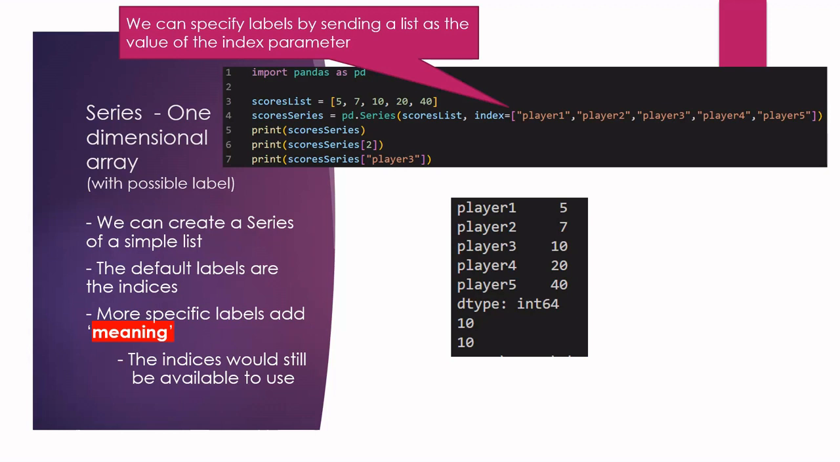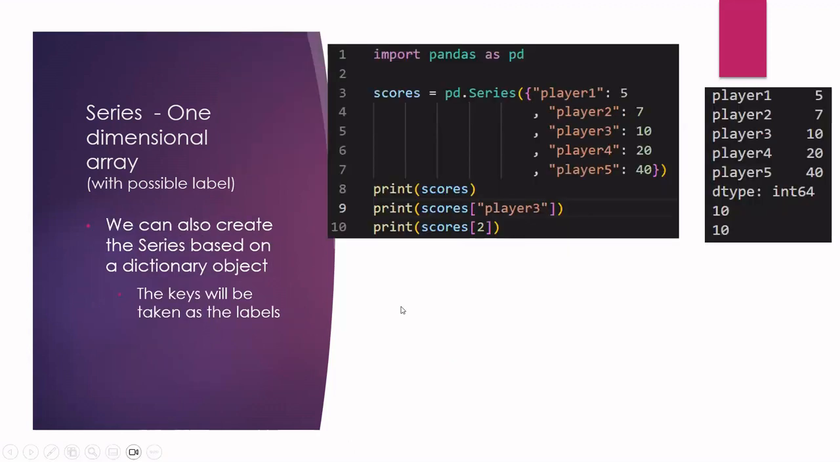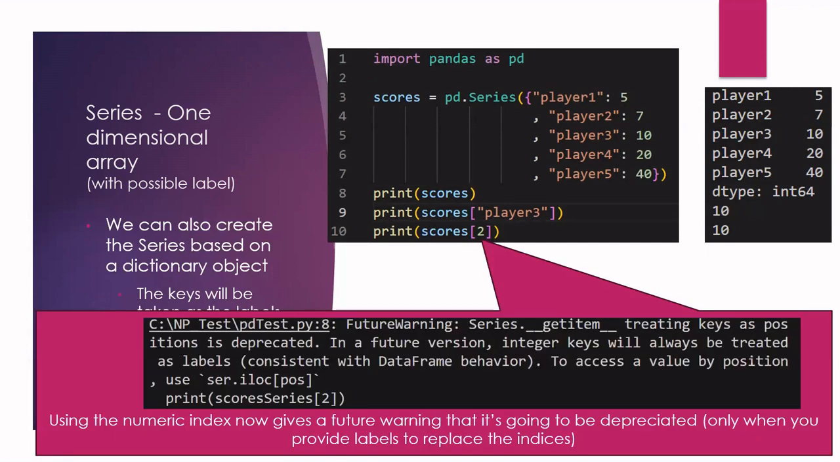All right. Now, if we are going to replace the numeric index with a label-based index, this is new. It will give you a warning that this is going to be deprecated in the future. You'll get this warning only when you try to add a label. If you don't try to add a label, it doesn't give you this warning.